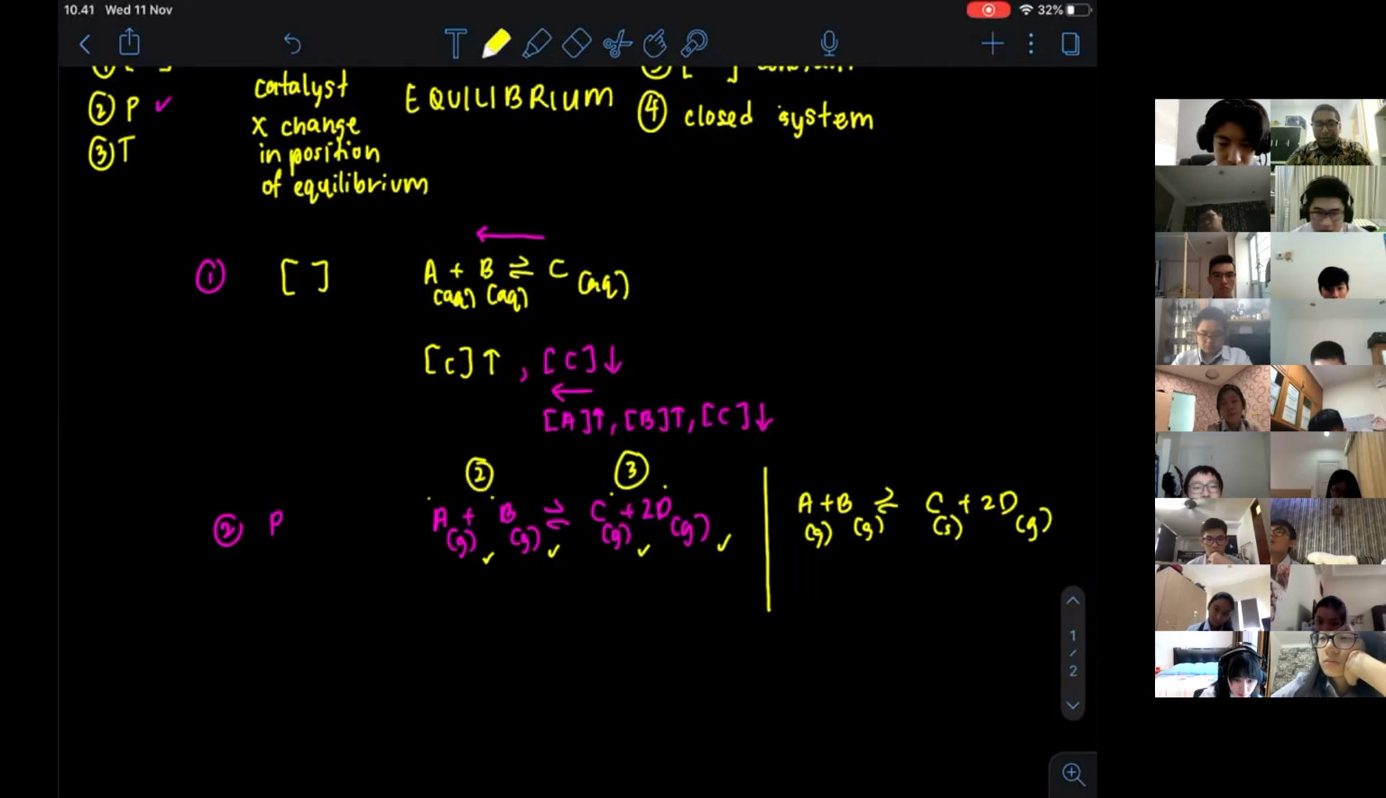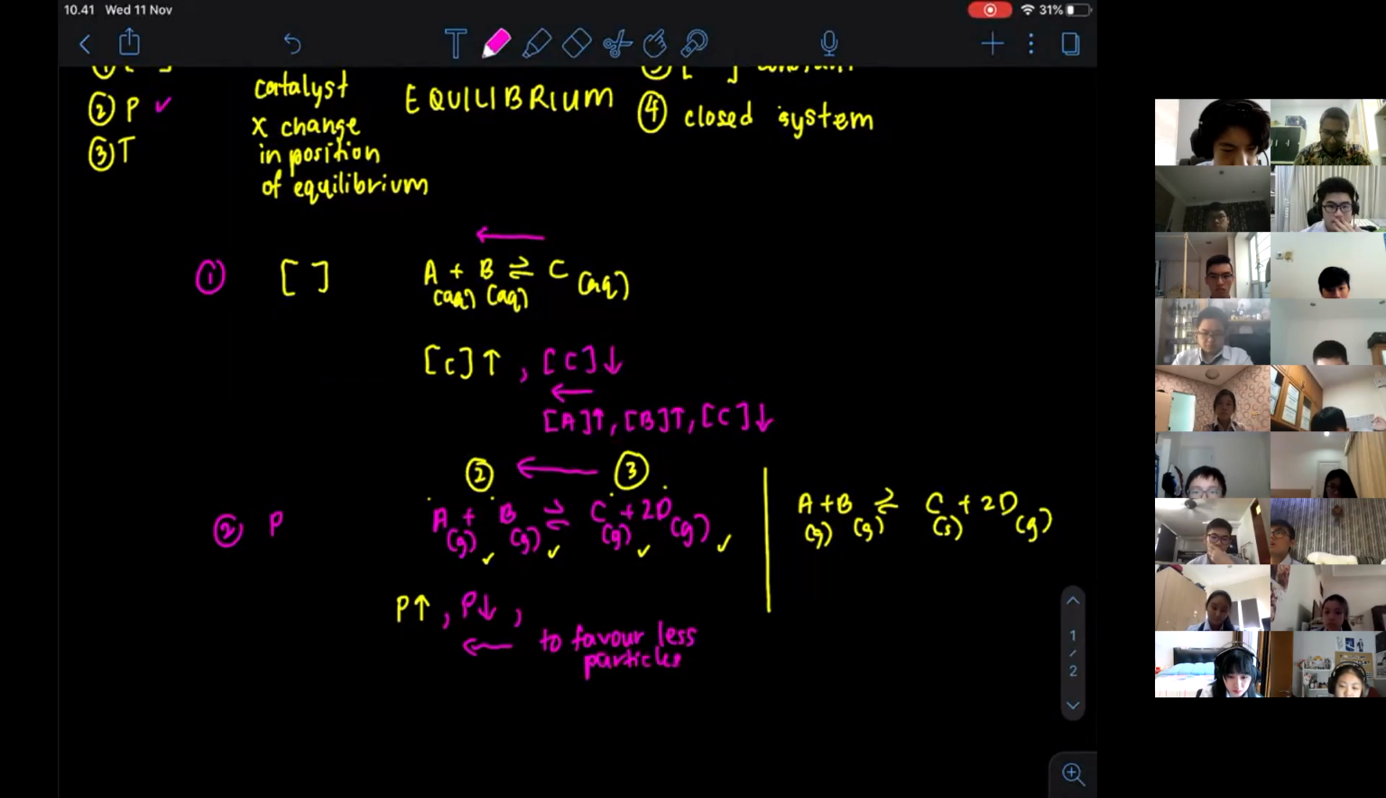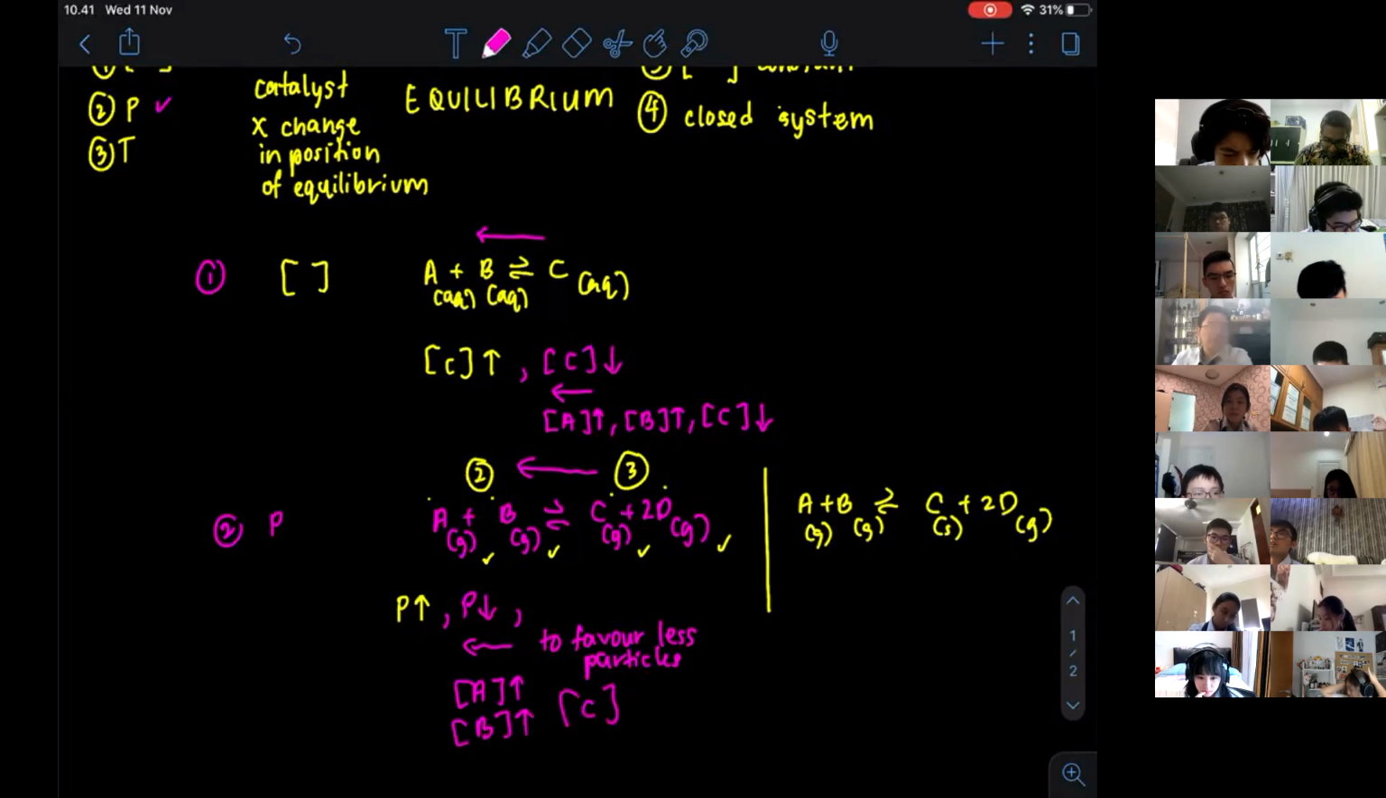So 2 to 3. Now, let's say they are increasing the pressure. The system is already at equilibrium, and you're increasing the pressure. So according to LCP, you need to decrease the pressure. How do you decrease the pressure? By moving from the higher number of moles to the lower number of moles. So the position of the equilibrium is shifted to the left to favor fewer molecules, or fewer particles. In that process, your A will become more, your B will become more, your C will become less, and your D is going to become less because they are reacting.